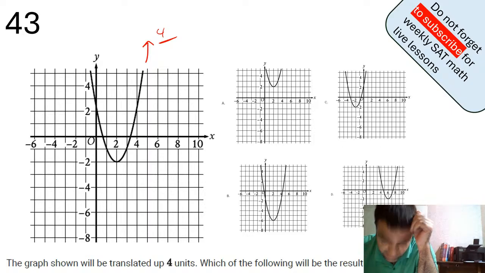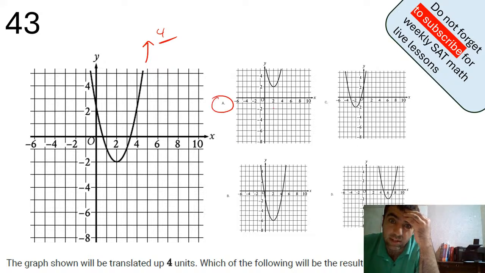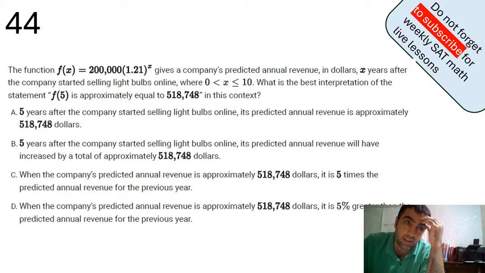Mr. Shahin says it is C. No. It says 4 units up. It is A, Mr. Shahin. It was here, and we raised it 4 units up. It is here now. Okay? Next question.